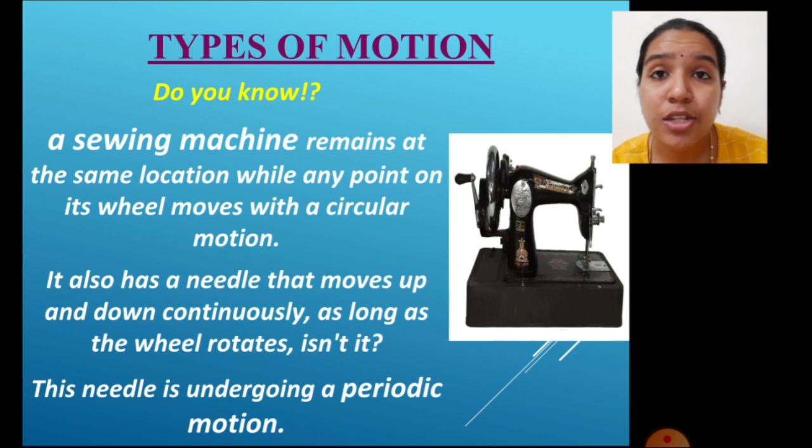For example, a sewing machine, which shows circular motion at the wheel and a periodic motion of the needle which are fixed to it, and they show the movement when they are used.